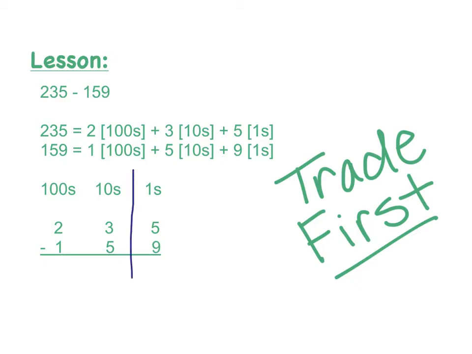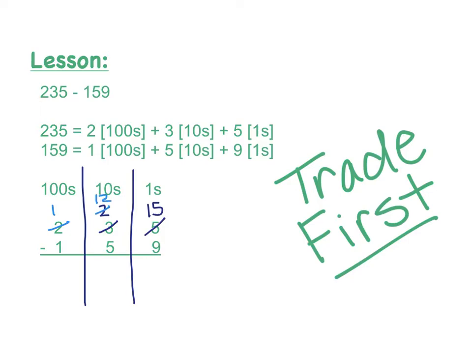We can draw our lines in like we had last time to separate. And when I look at the ones, I cannot do 5 minus 9. So I'm going to go ahead and do my trading and get that set up. So now I know I can do the first column. When I look at the tens column, I cannot do 2 minus 5. So again, I'm going to come over and I'm going to do my regrouping before I do any of the subtraction.